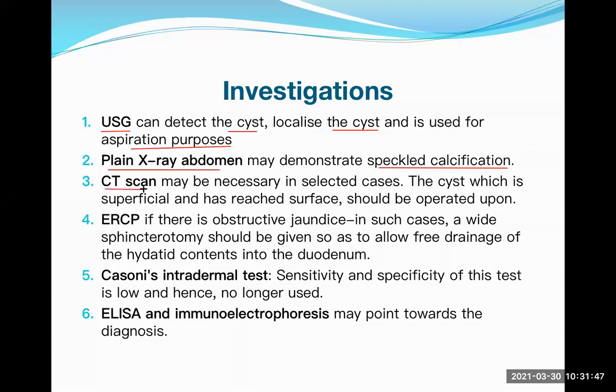Another is CT scan. CT scan may be necessary in selected cases. If ultrasound is not that informative, then definitely CT scan can be done. And prior to the surgery, CT scan is always done. ERCP: if there is obstructive jaundice, we can go for this just to make sure where the obstruction is and things like that. A wide sphincterotomy should be given so as to allow free drainage of the hydatid contents into the duodenum in this type of case.